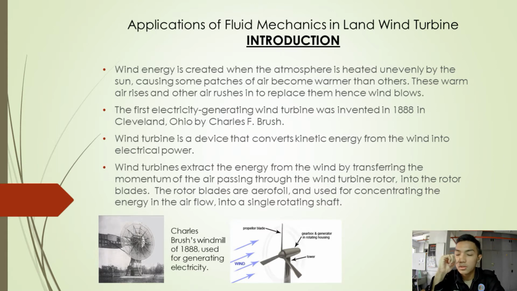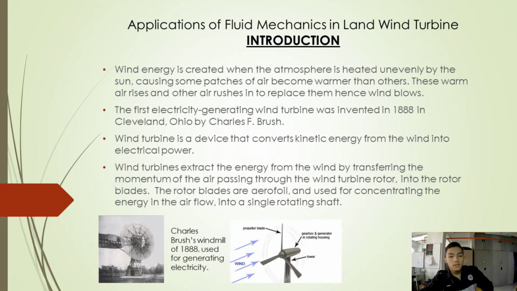Wind energy is created when the atmosphere is heated unevenly by the sun, causing some of the air to become warmer than others. This warm air rises and other air rushes in to replace them, hence causing the winds to blow. In 1888, Charles F. Rush invented the first wind turbine in Cleveland, Ohio, which had 144 rotor blades, was made out of cedar wood, and generated around 12 kilowatts of energy.